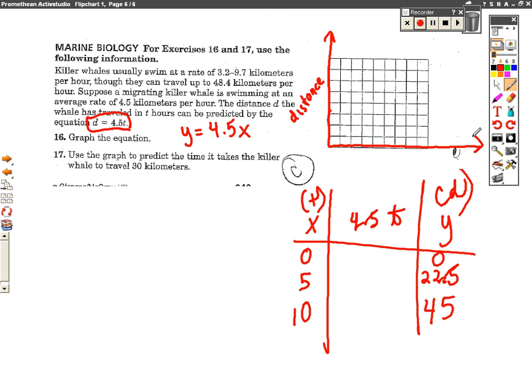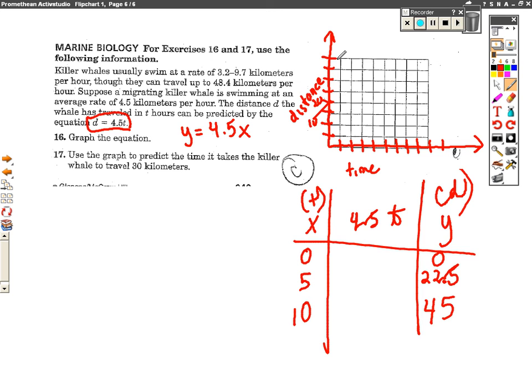All right. So for time, we're going to go from 0 to 10. So this is the time. So I could go 1, 2, 3, 4, 5, 6, 7, 8, 9, and then 10 will be right there. For distance, I'm going to go between 0 and 45. So here I'm going to go by 5s. 5, 10, 15, 20, 25, 30, 35, 40. Right? And then 45 would be up there.